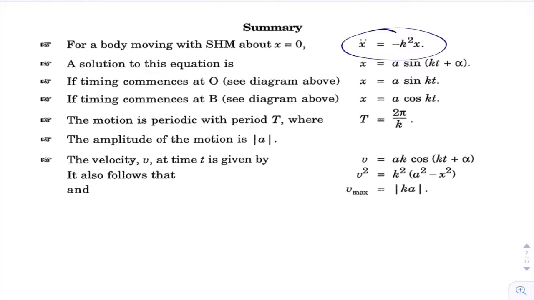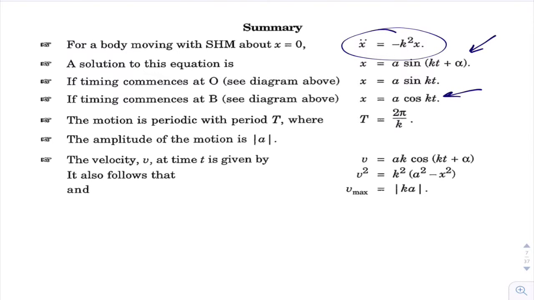We worked out that a solution to that equation could be this: a sine(kt + alpha). Now if t equals 0 is at the center point where we start, we'd use sine. If t equals 0 occurs when the object is farthest away from the center of the motion, then we'd probably use a cos graph, just because a cos graph starts out there like that, so it makes more sense to use that one.